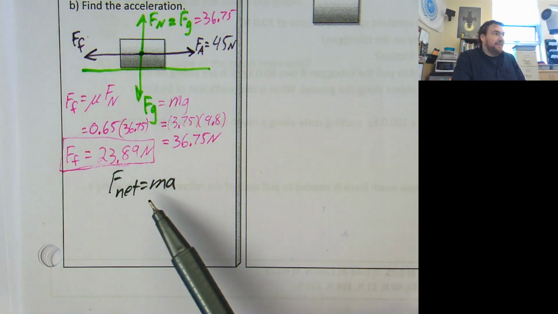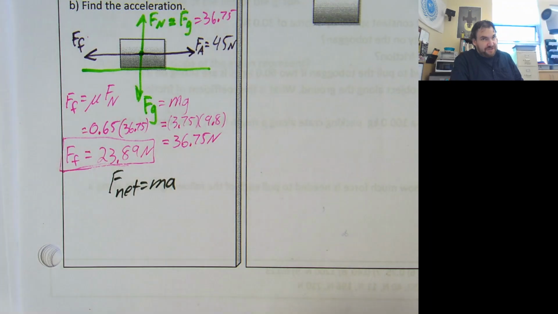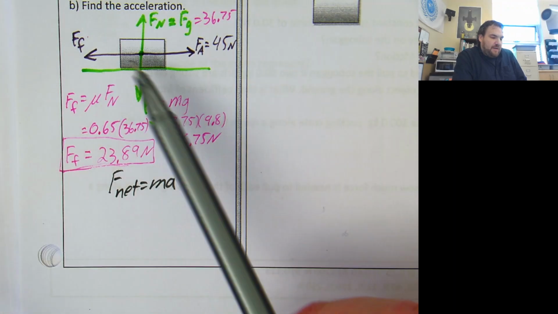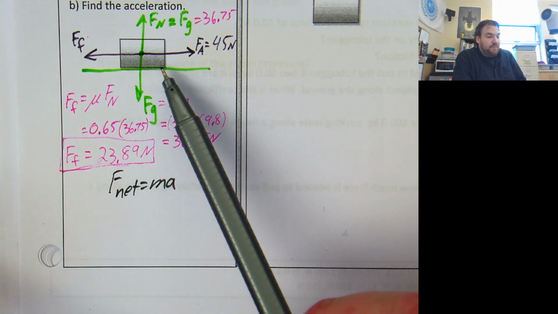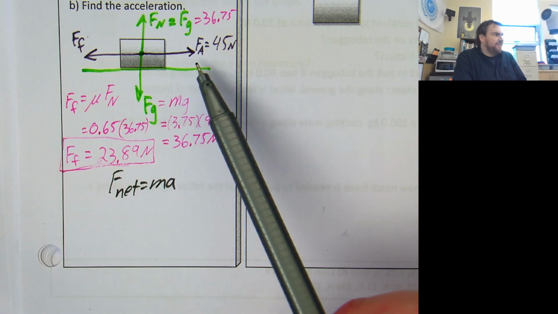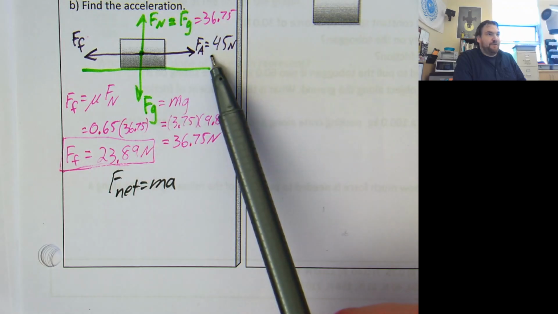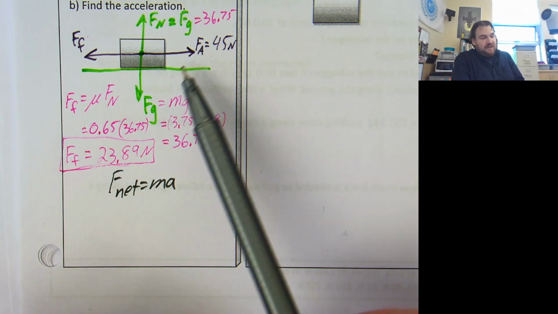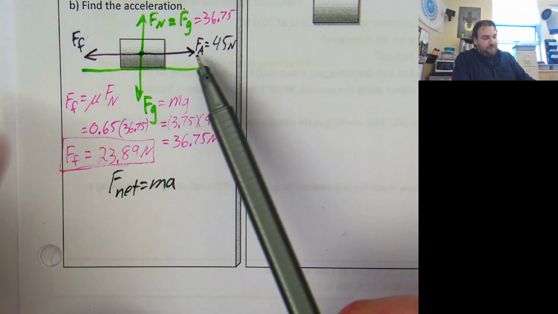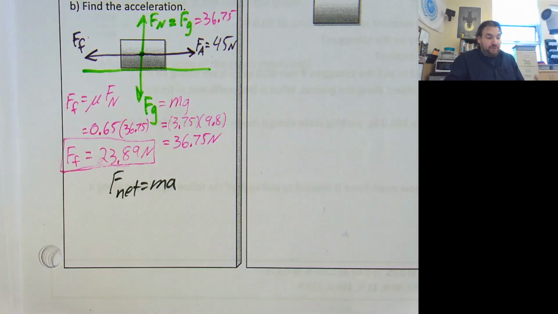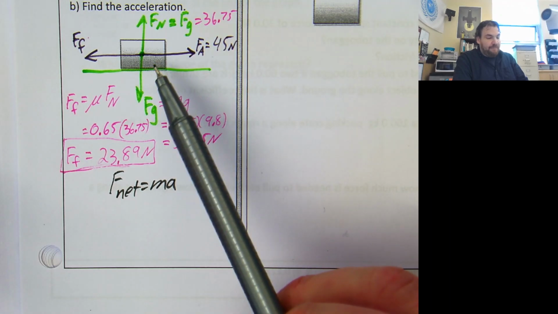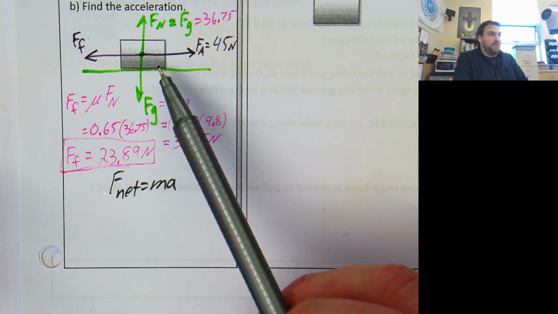You do need to know that F net is equal to the sum of the forces in the direction of motion. So we've got a block presumably moving to the right. It has to be moving to the right. Friction is 23.89 to the left, and the applied force is 45 to the right. So this block has to be moving to the right. I need F net. I've got forces acting in opposite directions, so we have to go back to our diagram, and we have to add onto our diagram a direction that we want to call positive.